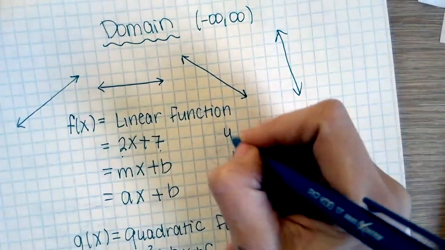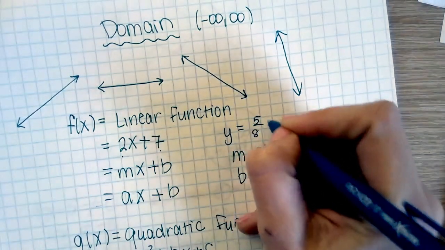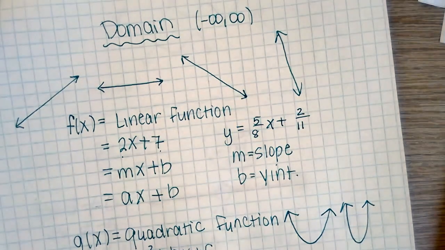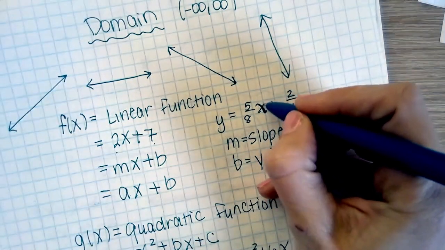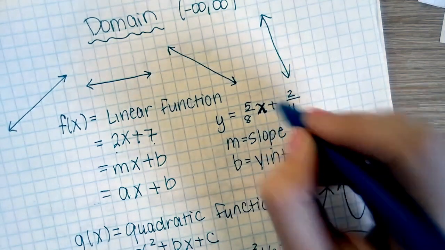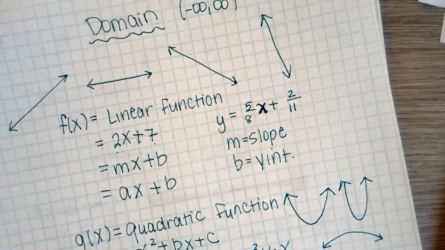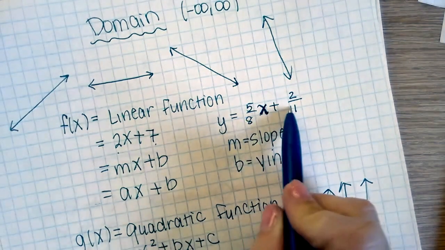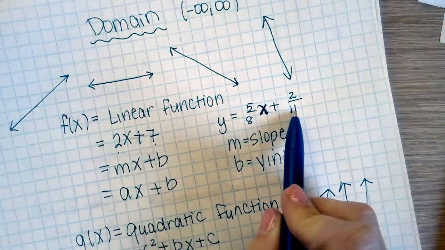Can't I have a linear equation y equals 5 over 8x plus 2 over 11? Sure, but those fractions are not the problem. An issue with fractions is when x, which is the wild card, I don't know what's going in for x, when x is in a denominator. Yeah, that's when you have a problem, because you can't divide by 0. Am I dividing by 0 here? No, I'm dividing by 8. I'm dividing by 11. So that would just be negative infinity.